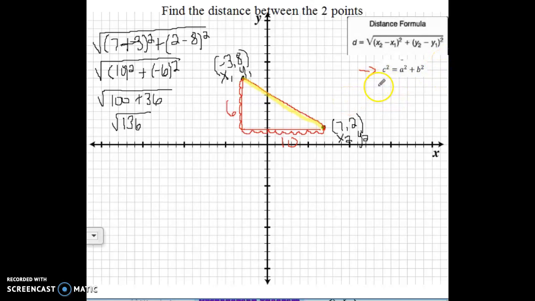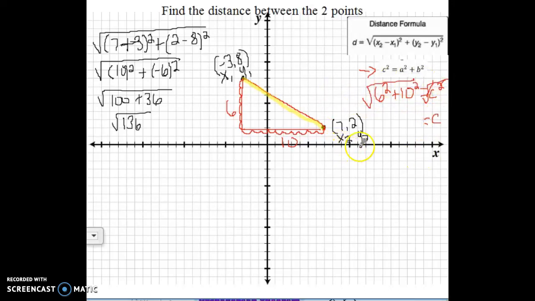Now technically we're supposed to plug it in like this: a squared plus b squared equals c squared. But after you do this for a long time, you know that if you're trying to find the distance, the hypotenuse, you just want to find c, not c squared. So the inverse or the opposite of squaring is to square root. The square and the square root would cancel.